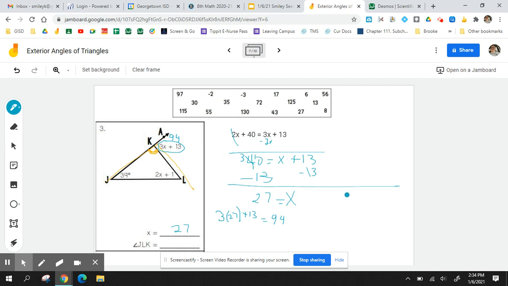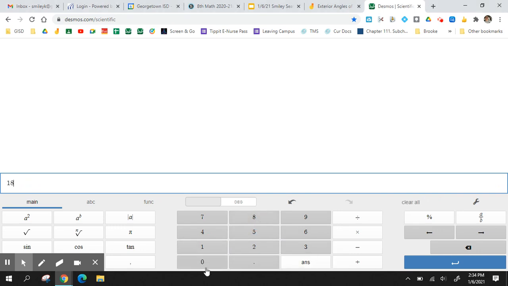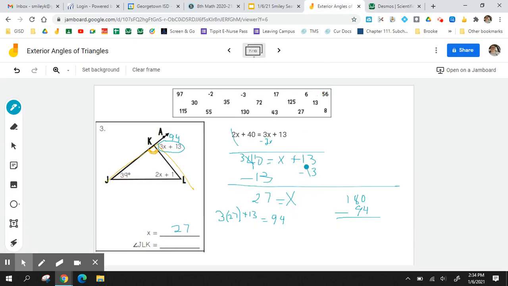We're going to do 180 minus 94. The reason is these two angles, the 94 and this yellow one we don't know, are supplementary angles to each other. So why not use Desmos while we're here? 180 minus 94 gives us 86. No, that's not an option. JKL.